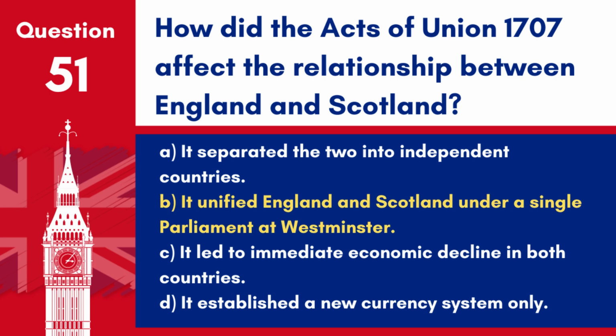Answer: B. It unified England and Scotland under a single parliament at Westminster. The Acts of Union 1707 merged the parliaments of England and Scotland, creating the Kingdom of Great Britain, with a single unified parliament based in London.